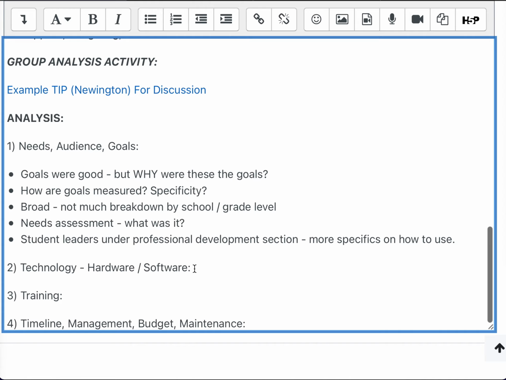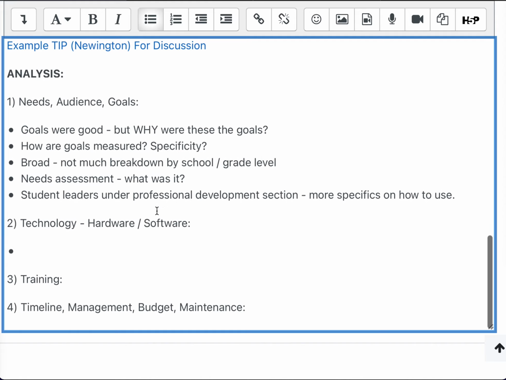So all right, let's keep going here. In terms of specific technologies, hardware, software, infrastructure kinds of things, what did we see in the plan along those lines?